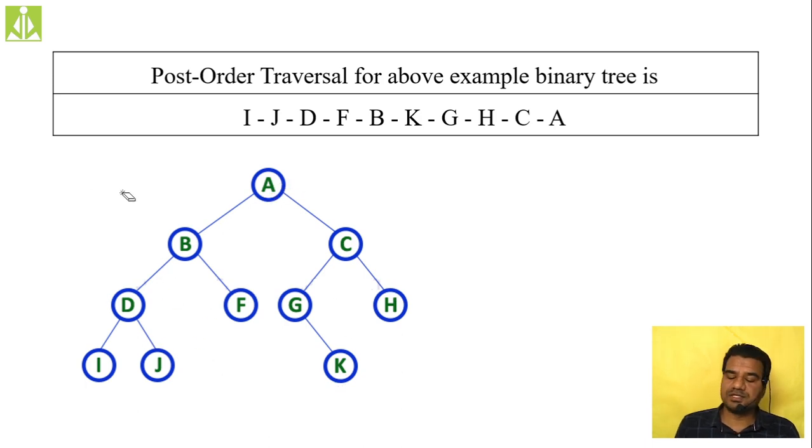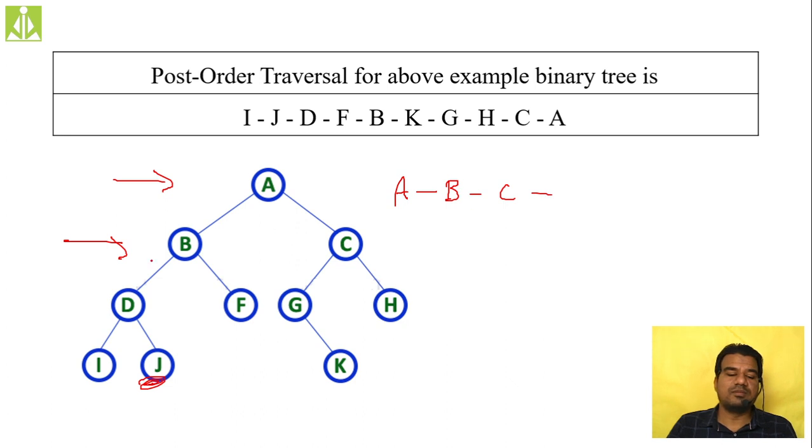Yeah, now breadth first traversal, BFT. How to do? Level by level we have to do, as I said. Start with this level. At this level we have only A, so visit A. Then come to the second level, we have B and C, write B and C. Then come to the next level, D, F, G, H, write that one, and then come to the last level, I, J, K.